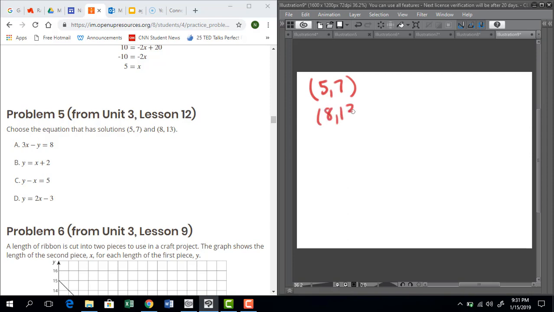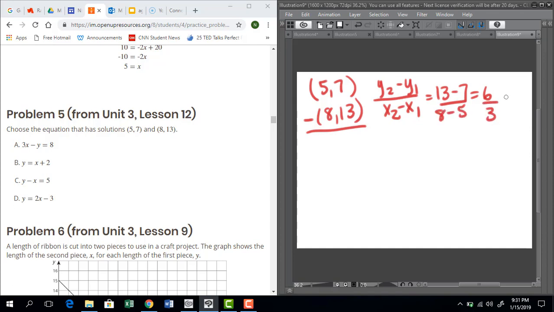And sometimes I write mine like this, and I just subtract like this. So I say 7 minus 13, because this is my y2 minus my y1. Or I can read it backwards and say 13 minus 7, so I can have positive numbers. So I can have 13 minus 7 equals 6, and that's over x2 minus x1. And since I did 13 first, I have to do the 8 first. So I'm going to have 8 minus 5 on the bottom. 8 minus 5, that's going to give me 3. So my slope is 2. And now I just need to find my y-intercept.